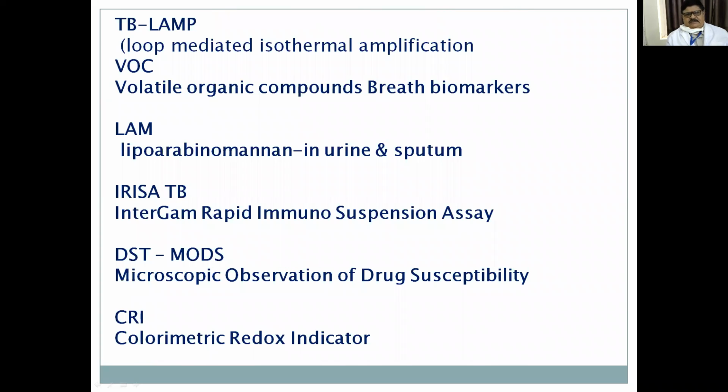Some more tests. Loop-mediated isothermal amplification, TB lab. VOC, volatile organic compounds, breath biomarkers, and lipoarabinomannan in urine and sputum. IRISA TB, don't worry about all these things. TST, MODS, that is microscopic observation of drug susceptibility.